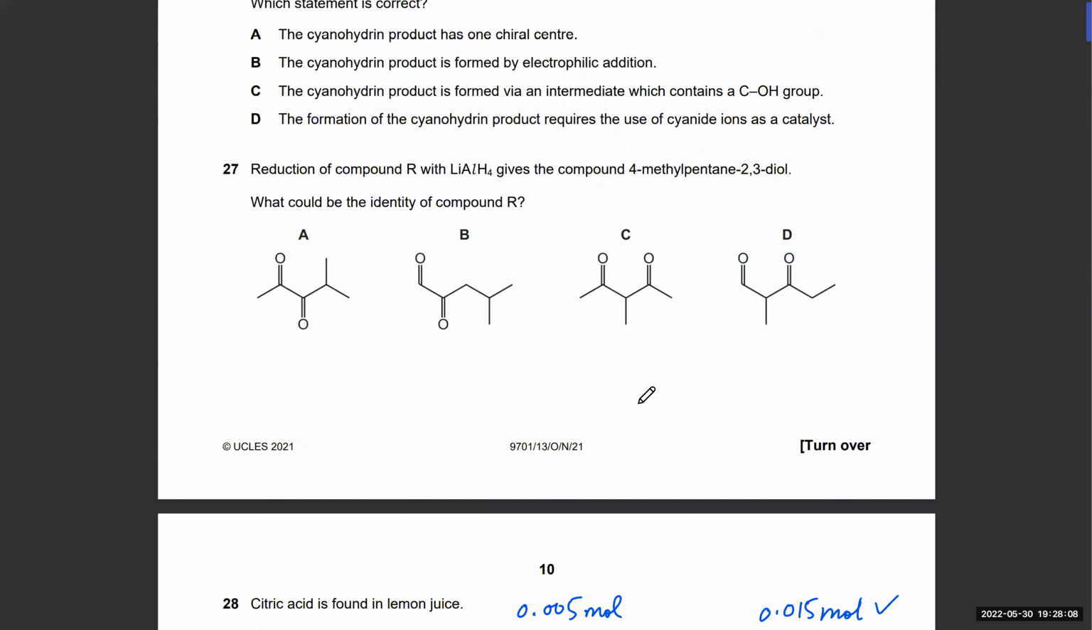Is this clear? Yes, sir. As the next one, we've got a reduction of compound R with LiAlH4 gives the compound 4-methylpentane-2,3-diol. What could be the identity of compound R?